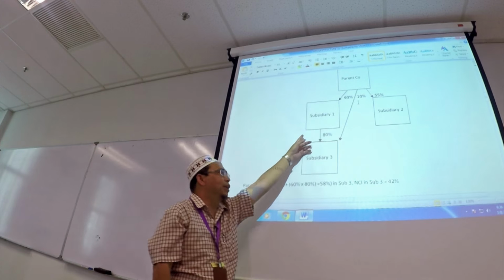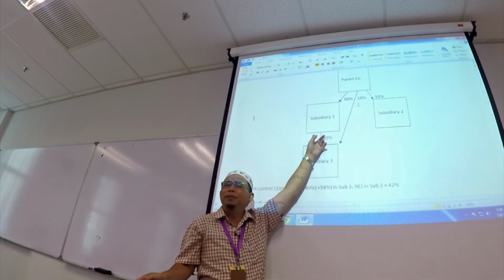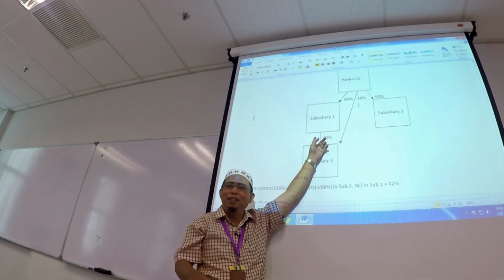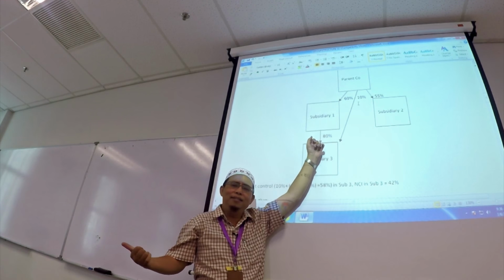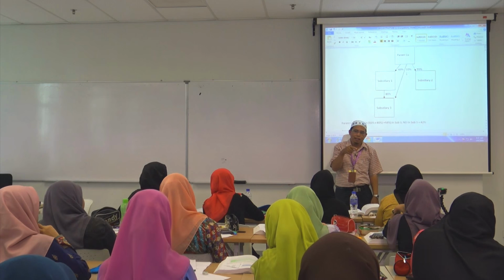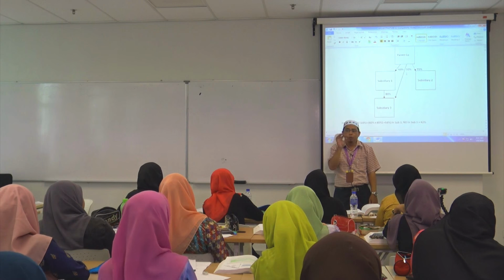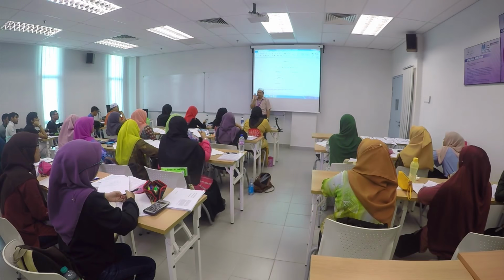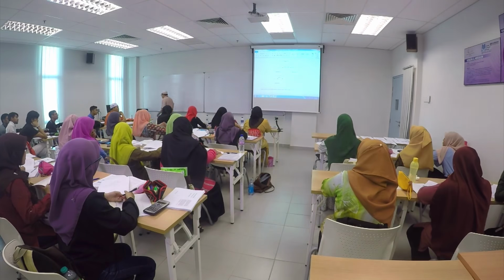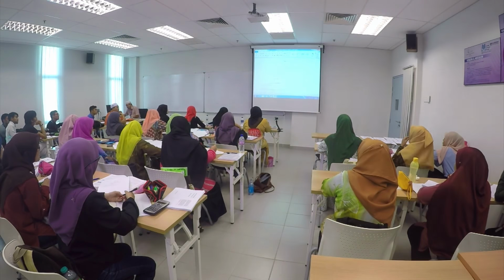Because who owns subsidiary 1? 60% parent, 40% NCI. So the parent says I'll pay that 60%, and you will get that 40% from the NCI. So now two parties will pay it, one is NCI, one is the parent. So we need to record this in a separate column. Look at it very carefully, this is something new.